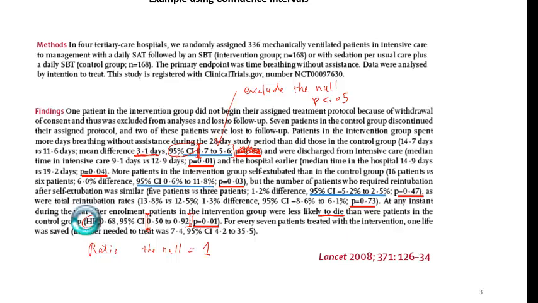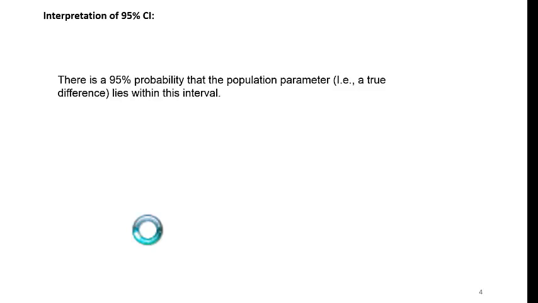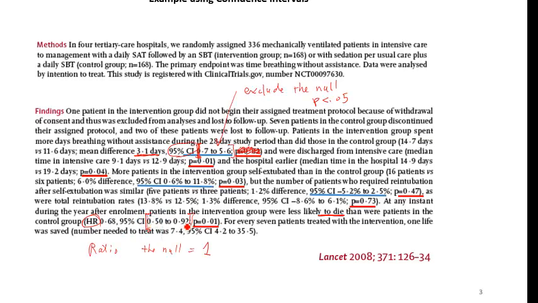That's easy, isn't it? So if someone asks you, well, explain the meaning of confidence interval, how do you explain it? This is what many people actually say. There is a 95% chance that the population parameter, i.e. the true difference, lies within this interval. So therefore, since this interval doesn't include 1, the null value, 95% of the time the ratio difference is less than 1, and therefore it's statistically significant. And that's how many people explain confidence interval.